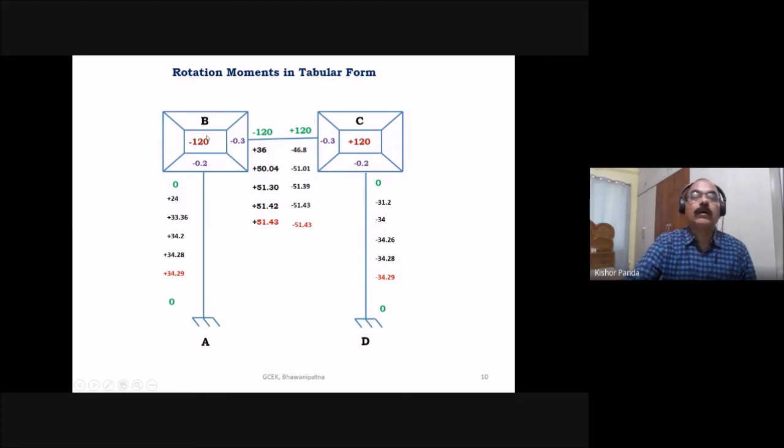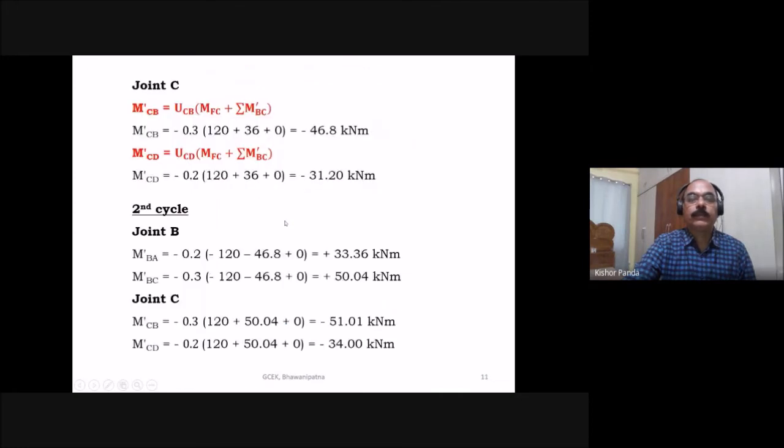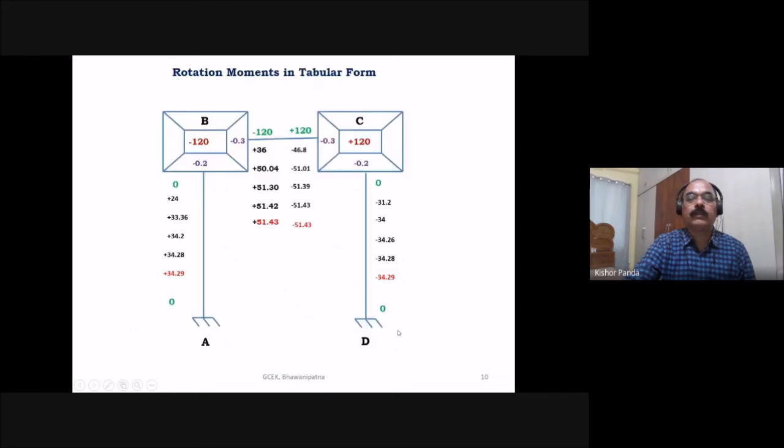What you got at joint B, the near end rotational moment in the second cycle, you have to take as the far end rotational moment for joint C. For joint C, you have to take 50.04 for one side, this side, and this side is your 0. So find out M dash CB is equal to minus 0.3 into 120 plus 50.04 plus 0. So this is equal to minus 51.01 kilonewton meter. Then you put here minus 51.01 kilonewton meter.